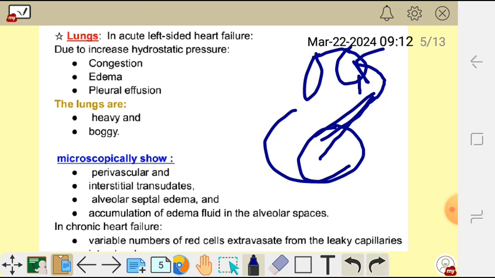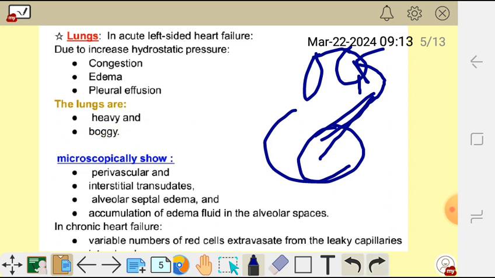Why? Because we have accumulation of blood there, and if blood starts to accumulate, hydrostatic pressure also increases, and fluids will start leaking out of the blood vessels into the interstitium, and that will be edema. And pleural effusion as well, the same mechanism. Due to edema, congestion and pleural effusion, the lungs will be heavy and boggy. Boggy here means it will be wet, due to accumulation of fluids, that is edema.